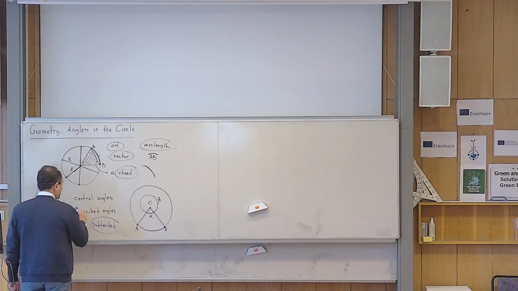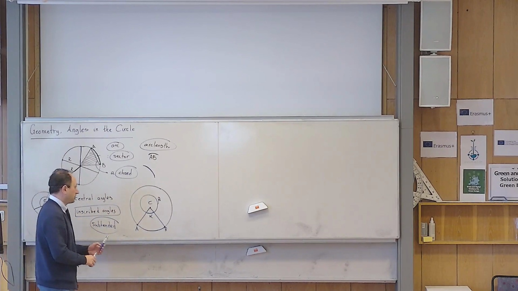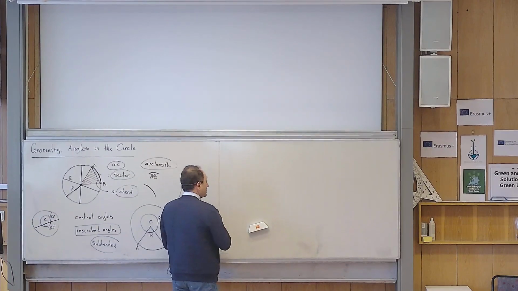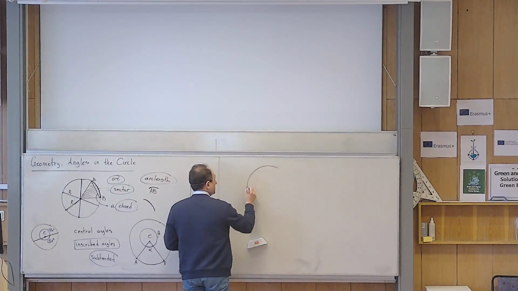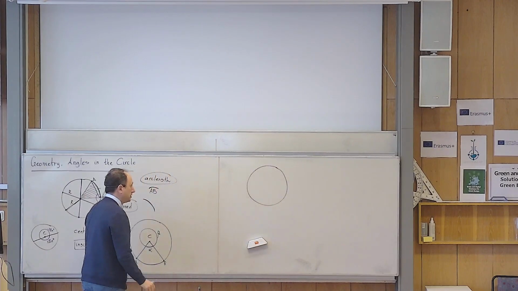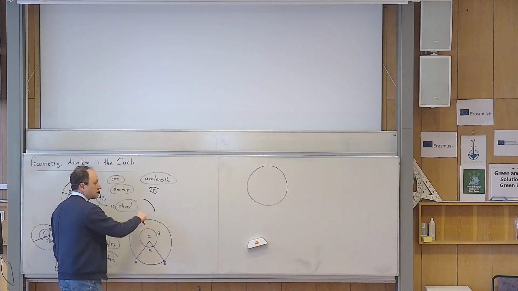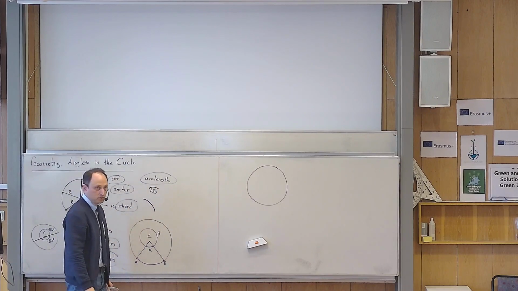But what is the meaning of an inscribed angle? That's also a very simple idea. When I want to talk about an angle, I need to tell you where the vertex is and what the arms are. The vertex is no longer the center. The vertex is somewhere on the circle.